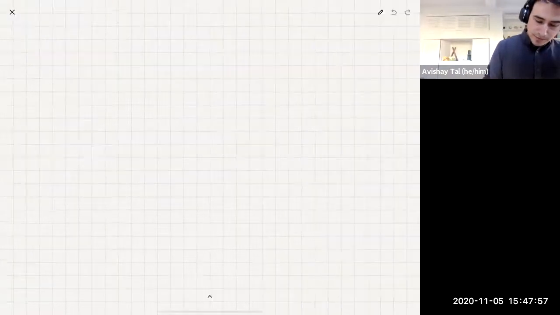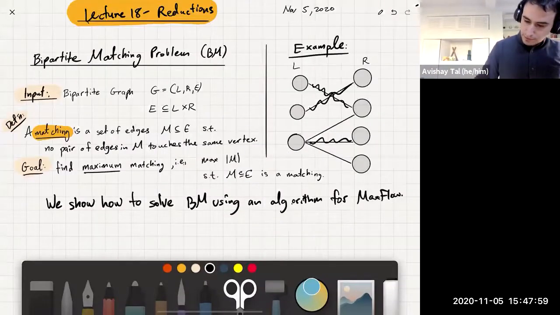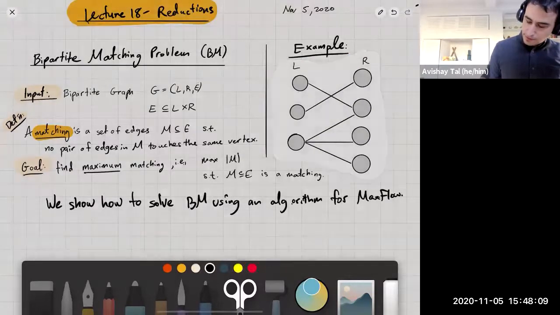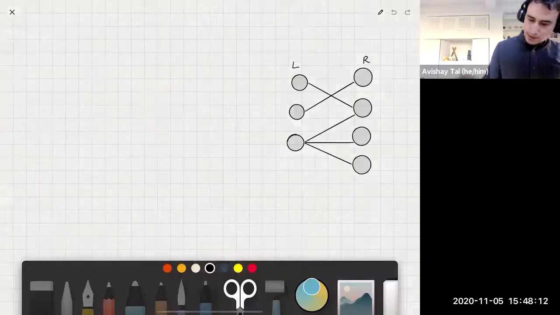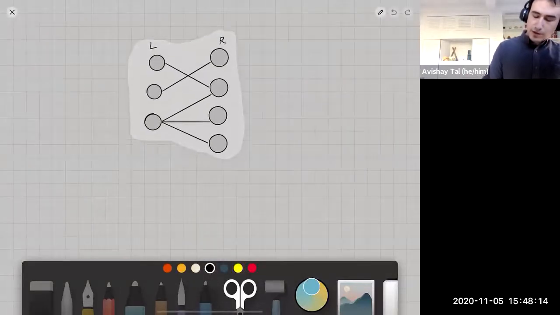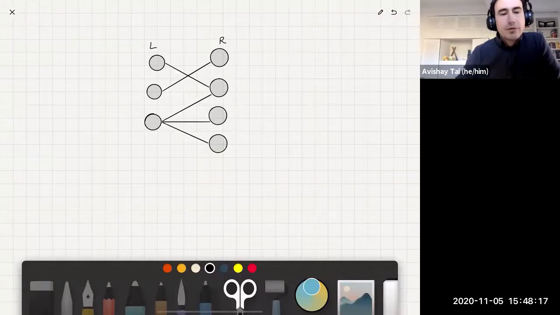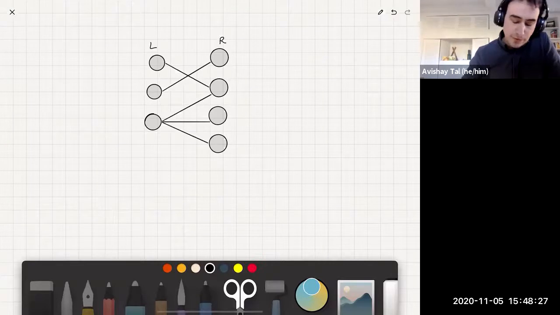So maybe let me copy this graph. Okay, so I'm copying this graph. And let's see, how would we convert this graph into a network with capacities? So recall that, in the max flow problem, first, all the edges were directed. And here, we have no direction so far. We just have left and right. And also there's a source and a sink.